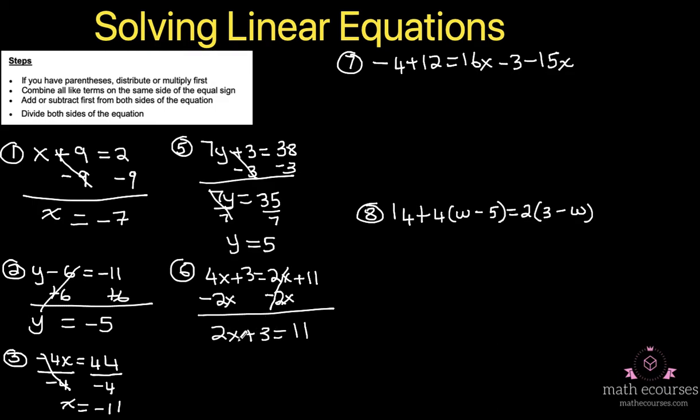Okay. So again, here's my variable. Move what's around it first. Okay. So I need to bring the 3 to the other side. So now I have 2x equals 11 minus 3, which is 8. Finally, I need to get rid of the 2 and then I'm done.